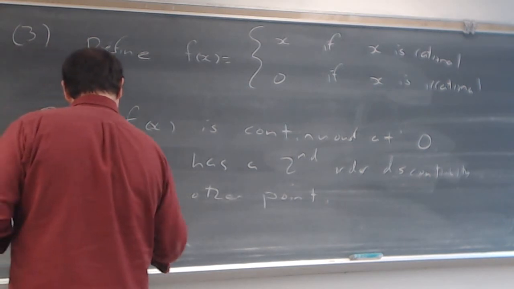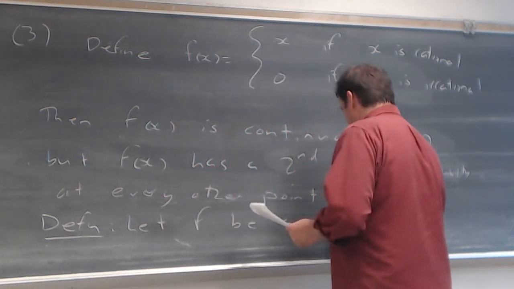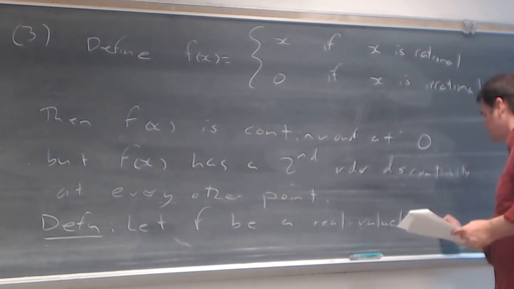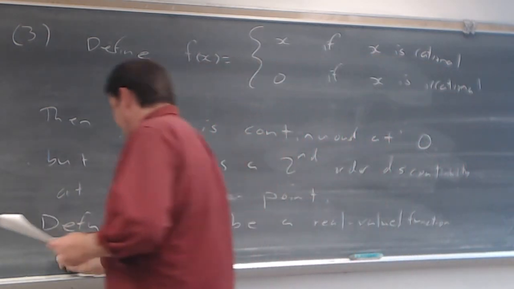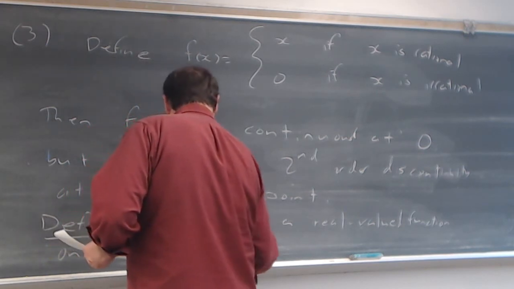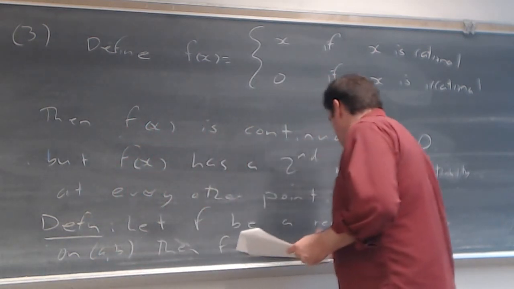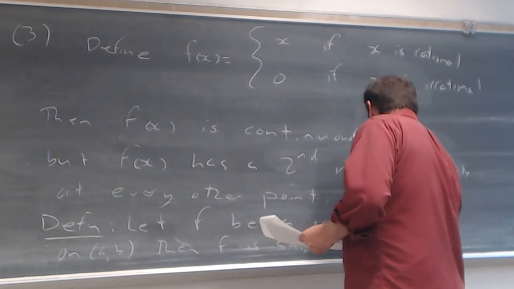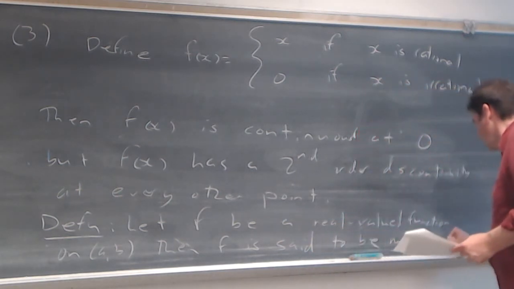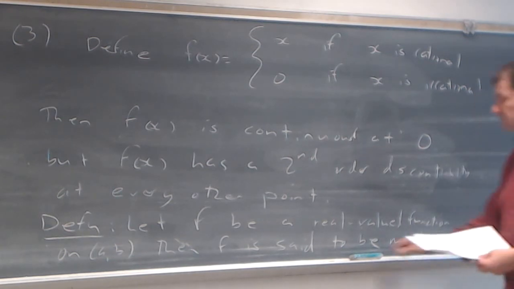We let f be a real valued function on A to B. Then f is said to be monotonically increasing. Monotonically increasing is what I write here.